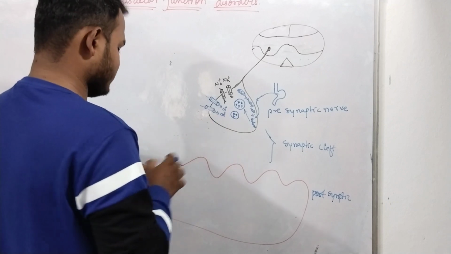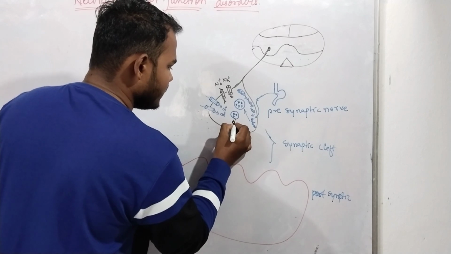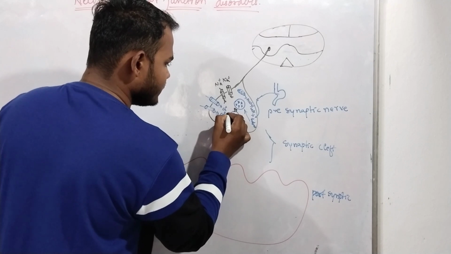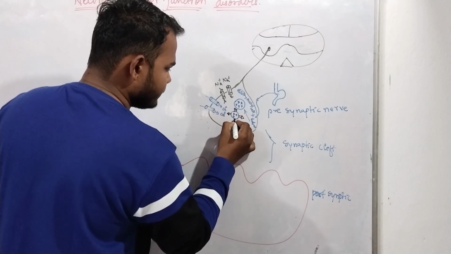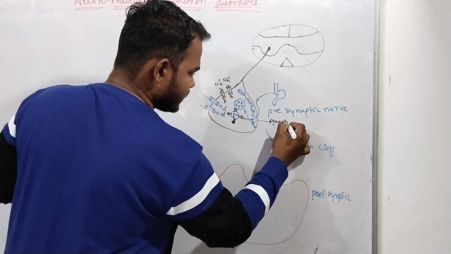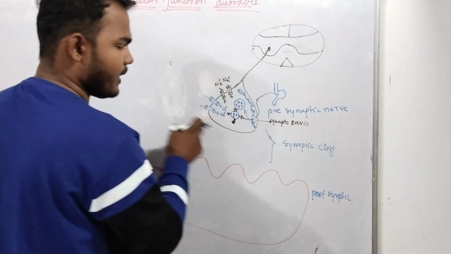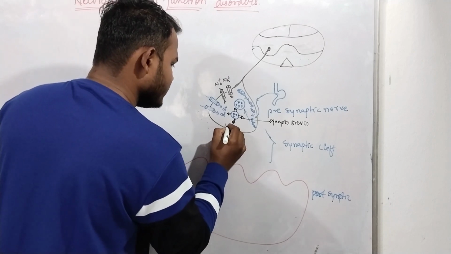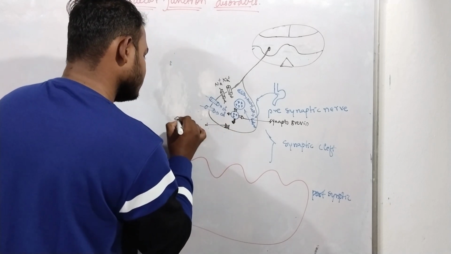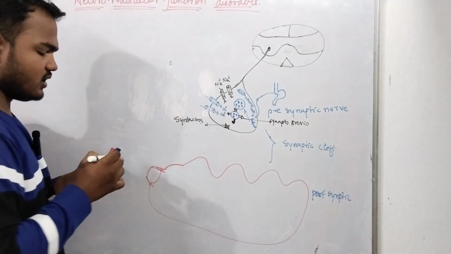This acetylcholine vesicle has a special protein on it. This protein is called synaptobrevin. Let me write it here: synaptobrevin. And on the presynaptic membrane there is another special protein, called syntaxin.